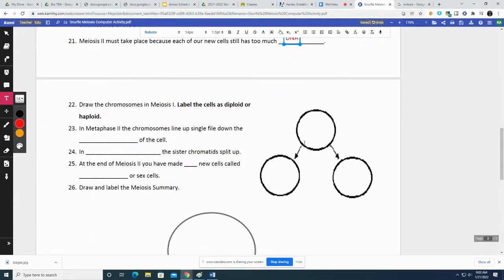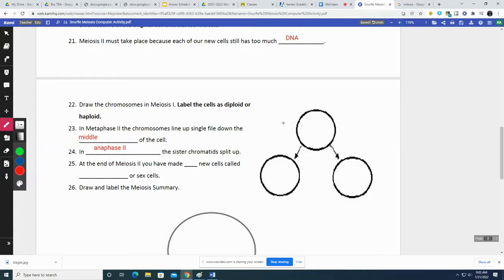I'm going to skip this 3 square one. In metaphase 2, the chromosomes line up single file down the middle. That's right. 24. In anaphase 2, sister chromatids now split up. So they're no longer together. Now they're single-stranded chromosomes. Let me draw real quick.